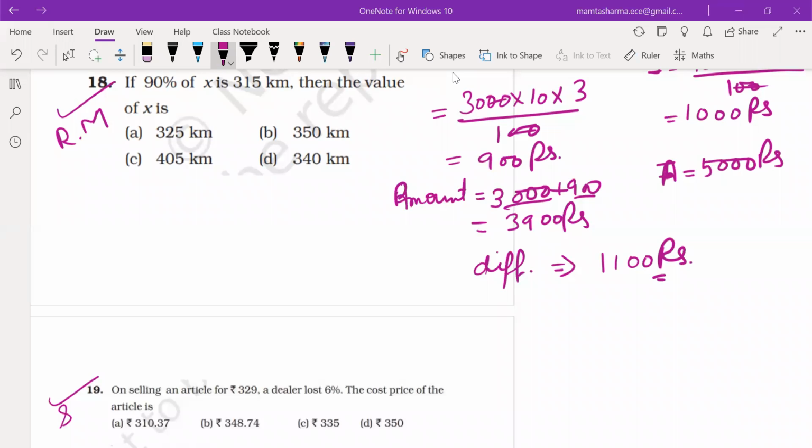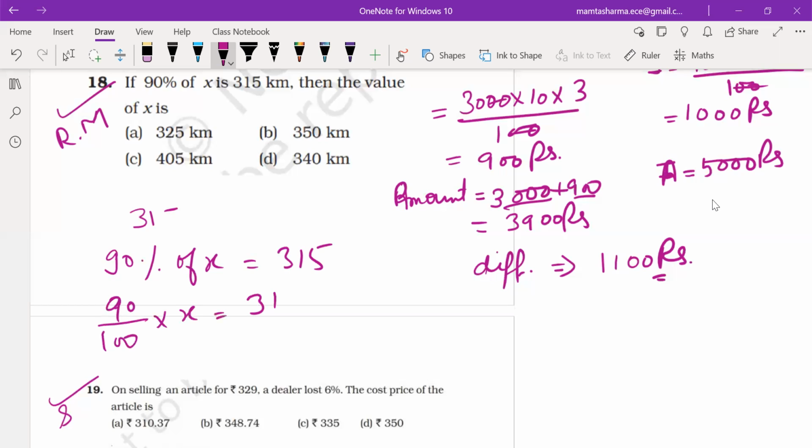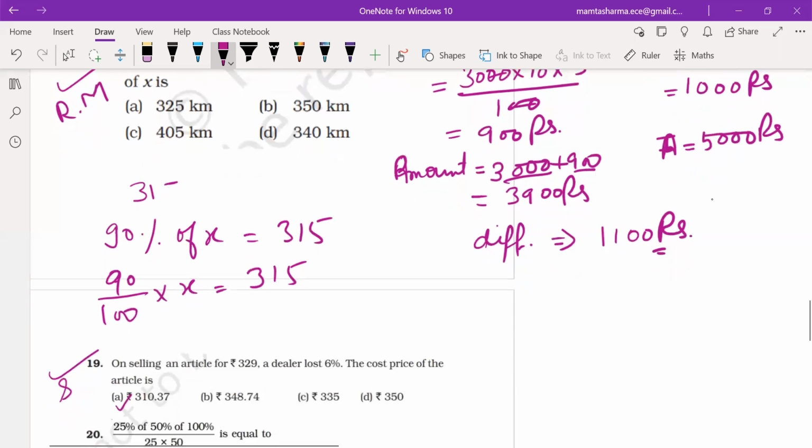Which answer? The 18 or 19? 18. Ma'am, 350. 90% of x is 315. So 90% of x is 315, so this 'of' can be written as multiplied. Ma'am, is it 310.37? Ma'am, no, it's wrong. Wrong? Okay, we will check it.